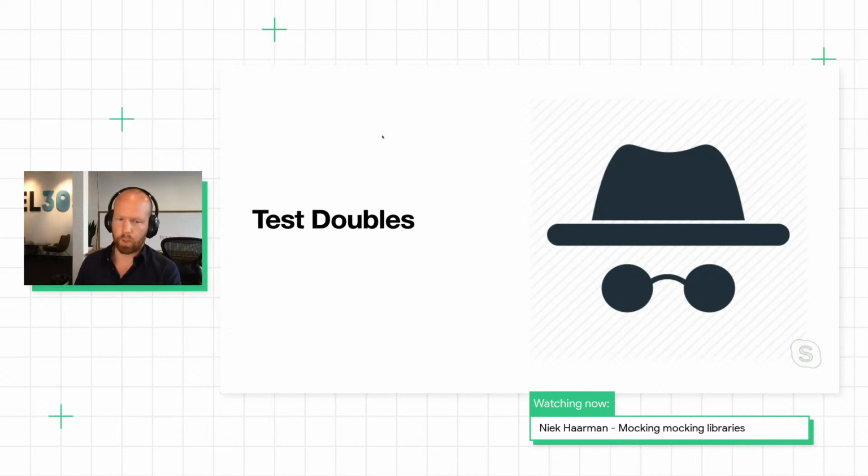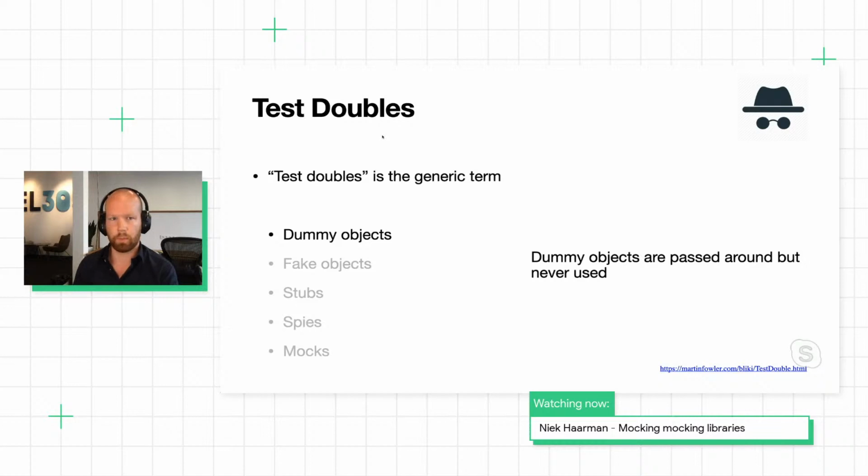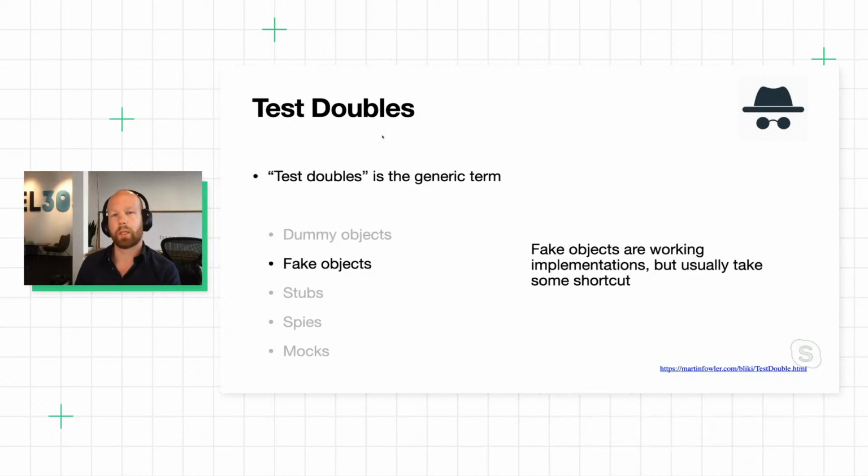Martin Fowler described a couple of terms for these test doubles, which are basically techniques that you can use to swap out these instances. First we have dummy objects. Dummy objects are just instances that aren't used in the test, so it doesn't really matter what we throw into the system and the test. Then we have fake objects. Fake objects are actually working implementations of the interface, but they usually take some shortcut. This could be an in-memory database or something.